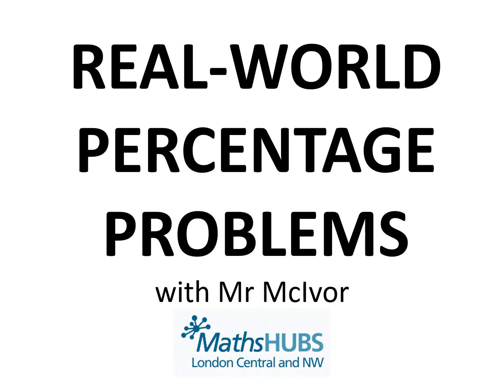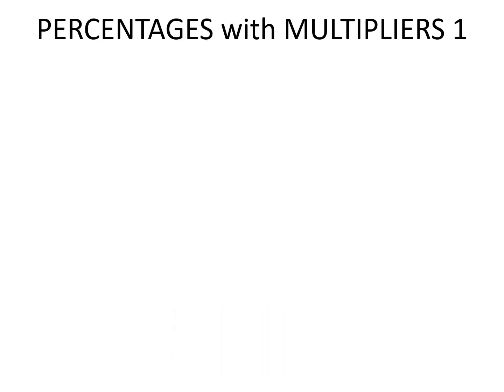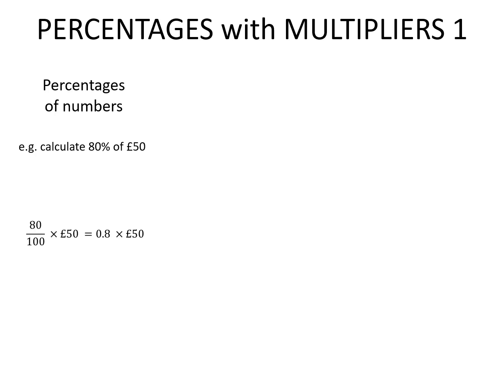To make sense of this video, you should be familiar with the content of Percentages with Multipliers 1, the first video I did on this topic, which runs through the following key ideas. To work out a percentage of a number, such as 80% of 50, you convert it into a simple multiplication sum, 80 hundredths times 50, which is simply 0.8 times 50.